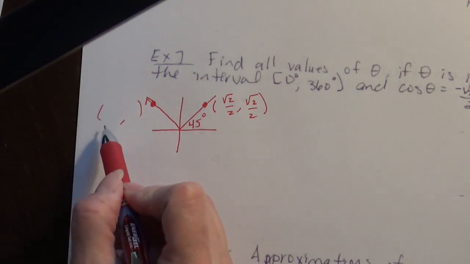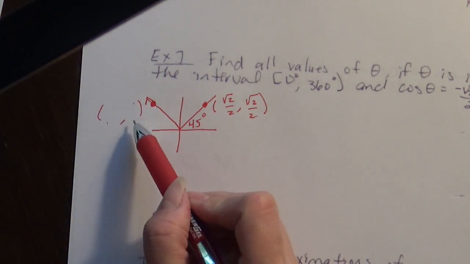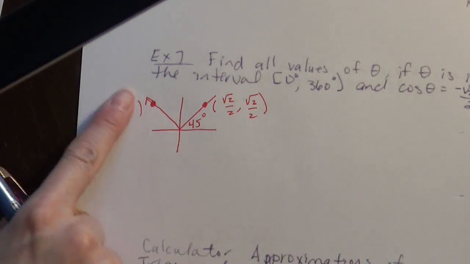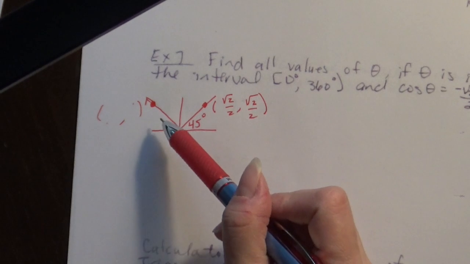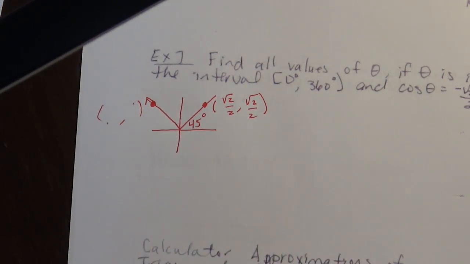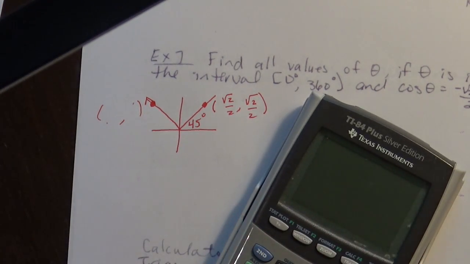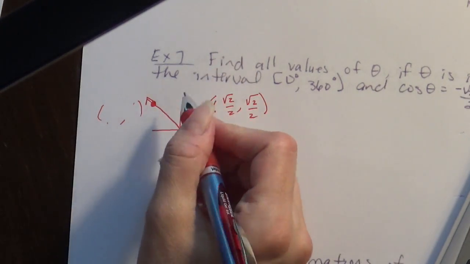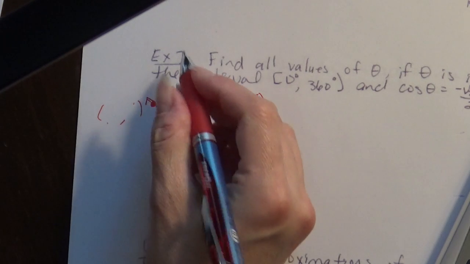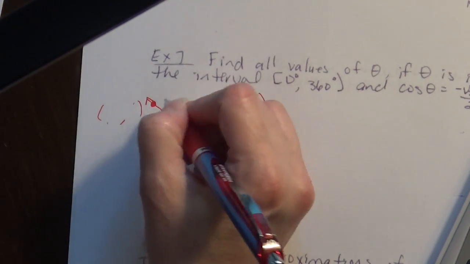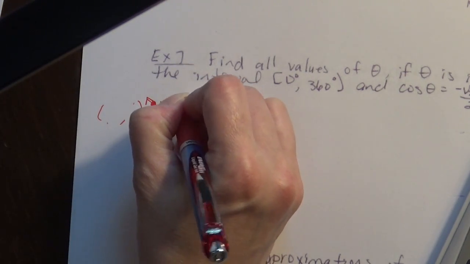So it's either going to be plus or minus square root 2 over 2, plus or minus square root 2 over 2. And what is this angle over here? Well, the reference angle is 45 degrees away from the x-axis. So you can say 180 minus 45. That's 135 degrees. Okay, so this one is 135 degrees.